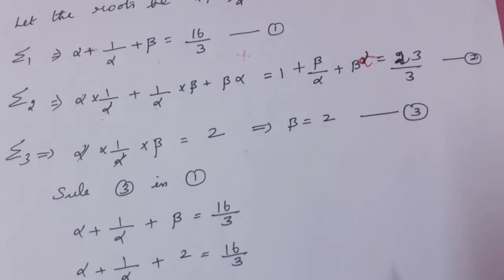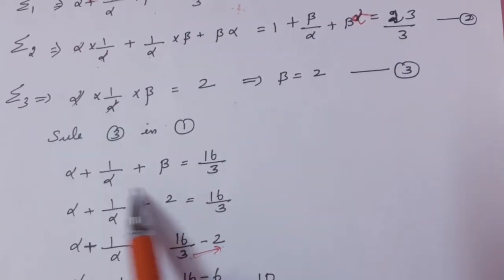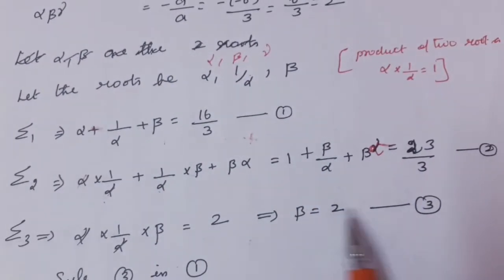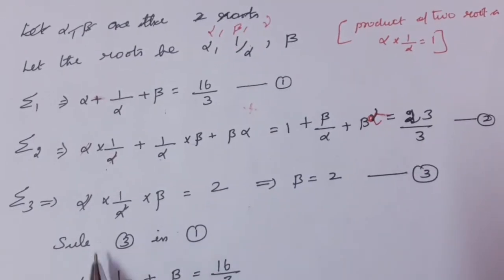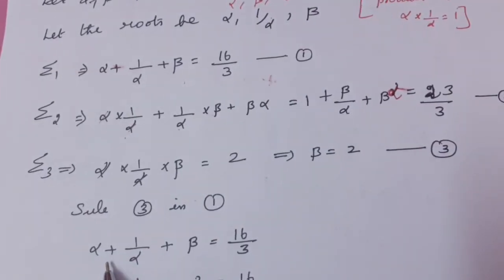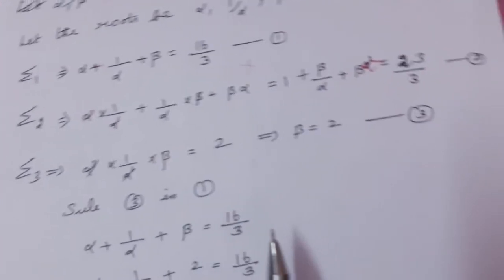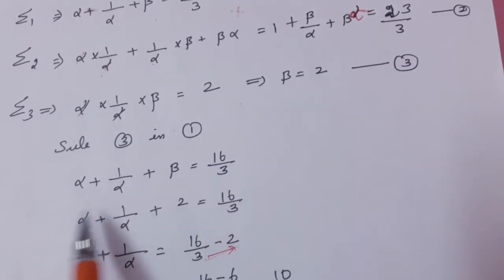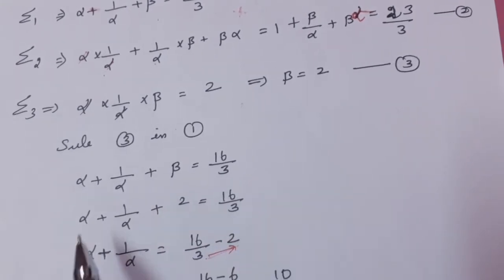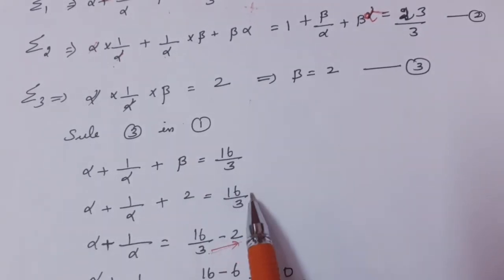Now alpha plus 1 by alpha plus beta equal to 16 by 3. See the equation, beta equal to the third equation. Substitute the value of beta in equation 1. What is the first equation? Alpha plus 1 by alpha plus beta equal to 16 by 3. I rewrite it here one more time, afterwards I substitute here. Alpha plus 1 by alpha, instead of beta we substitute 2, equal to 16 by 3.